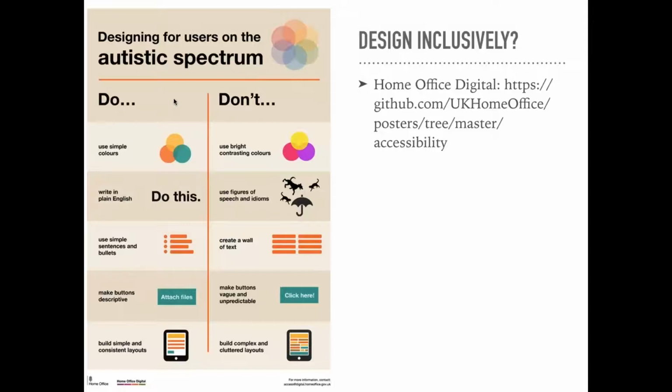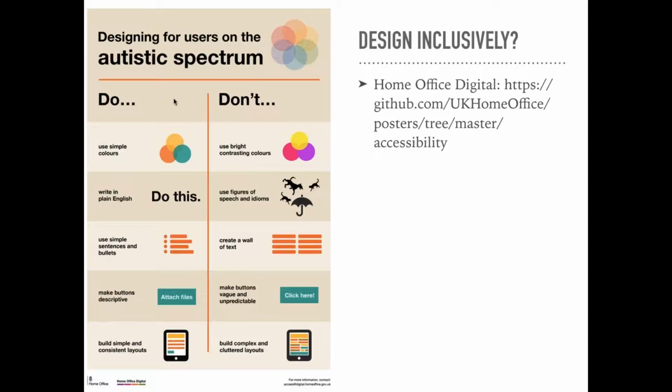For those who are on the autistic spectrum, try to use, this is actually interesting because this is a conflicting, and here's a judgment call. You'll see it says here, use simple colors, don't use bright contrasting colors. Yet for those with low vision, we recommend using contrasting colors. So there's a judgment call here that you're going to have to work with and see what makes sense, and you'll have to strike a balance.